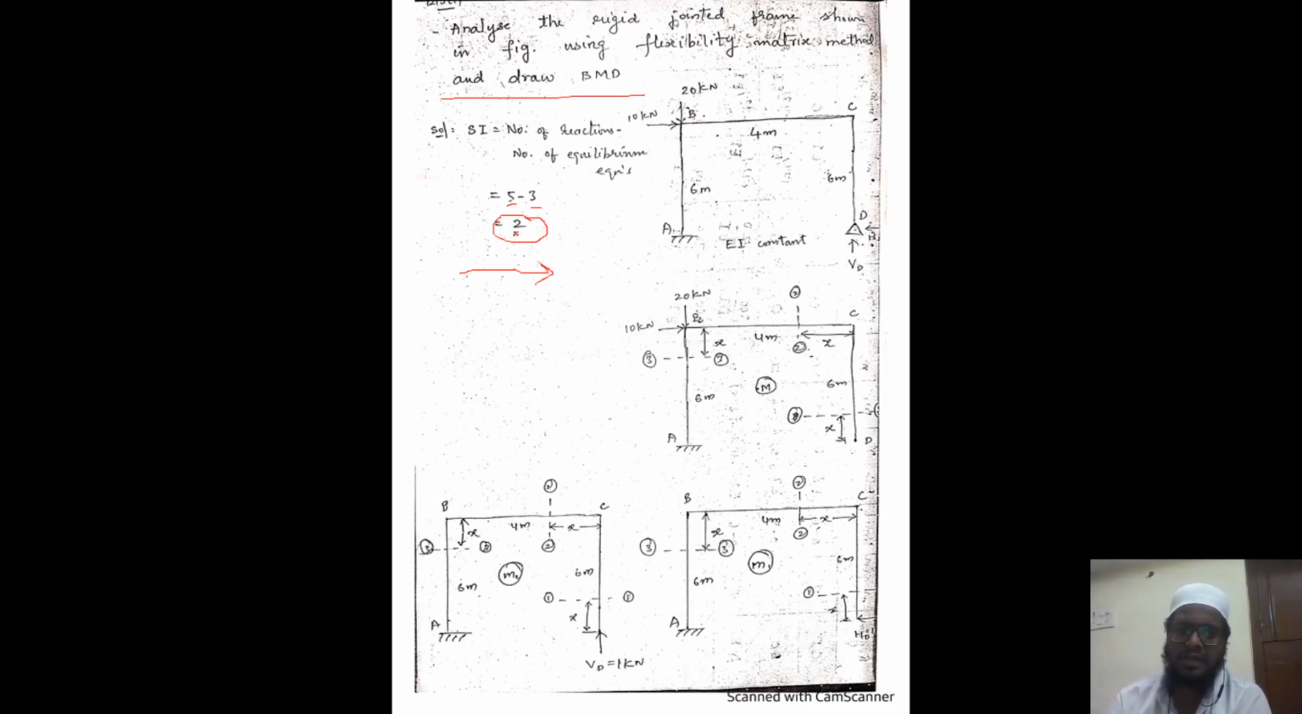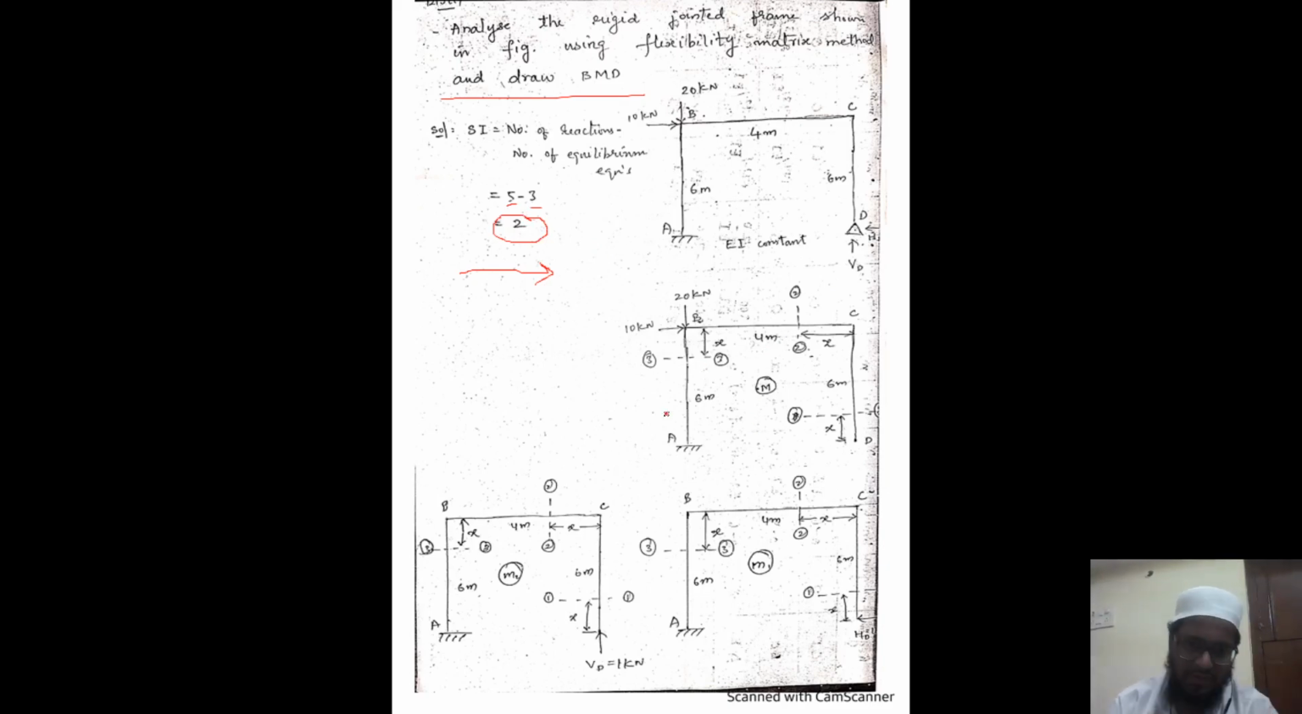That means the size of the flexibility matrix will be 2 by 2. If the static indeterminacy of the structure is 3, then the size of the flexibility matrix will be 3 by 3. If the static indeterminacy of the structure is 1, then the size of the matrix will be 1 by 1. Okay, so always remember the static indeterminacy indicates the size of the matrix. Okay, so we'll start the problem.